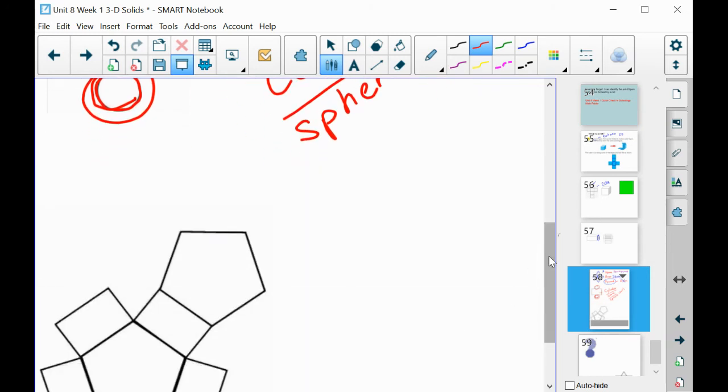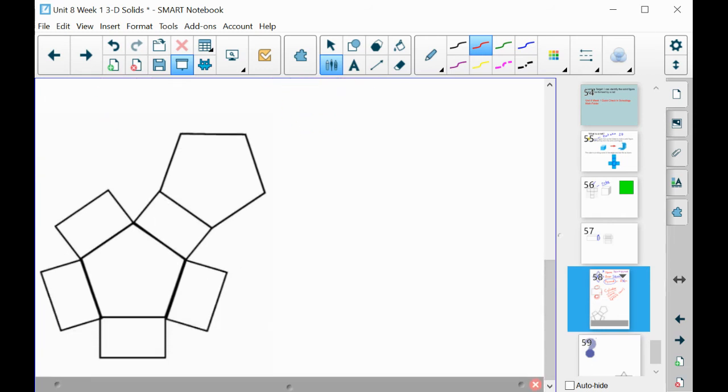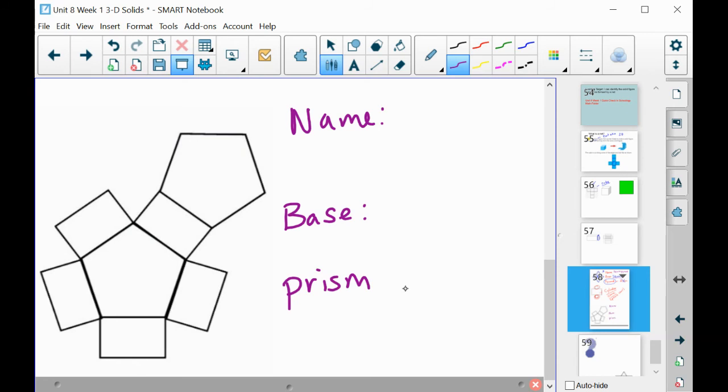Okay. Ooh, this one looks hard. Okay, go ahead on your whiteboards right now. I want you to write name. And if you can name this right away, wonderful, that's great. I'm going to write another line here for our base shape. So what flat shape is our base, or our bases in this case? And then lastly, we're going to answer prism or pyramid.